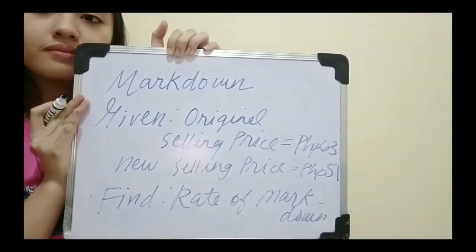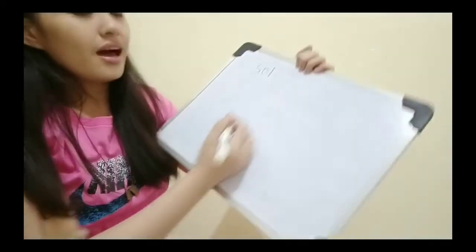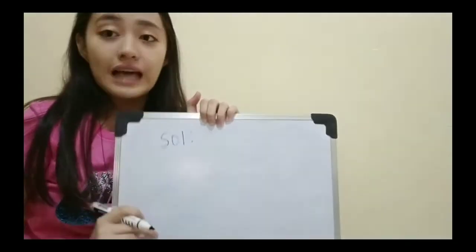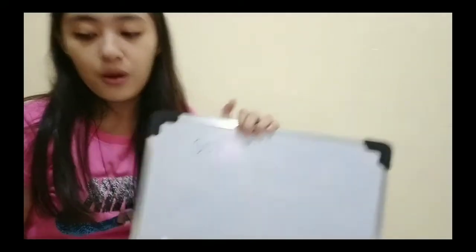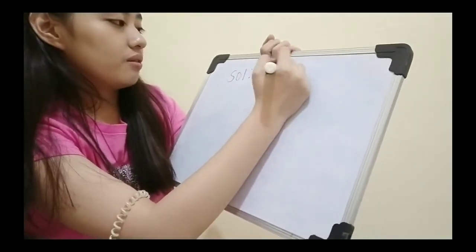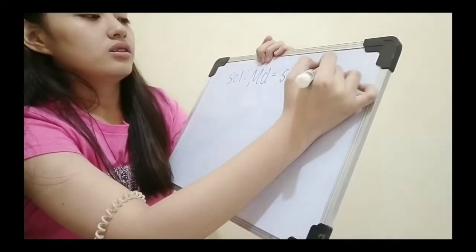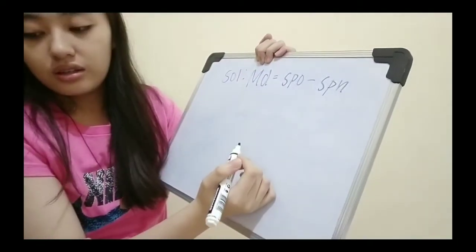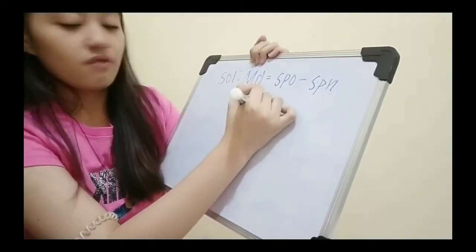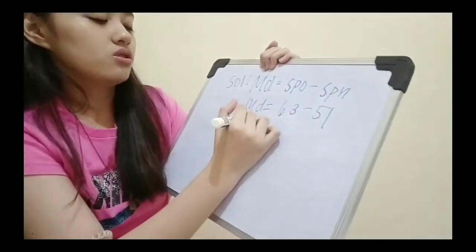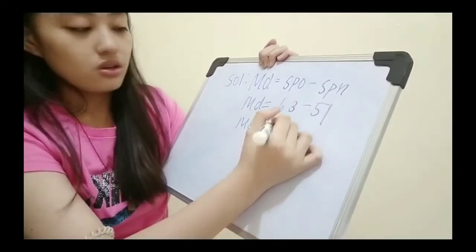Now, for the solution, hahanapin muna natin ulit yung markdown, bago natin mahanap, of course, yung rate of markdown. Katulad lang ng ginawa natin kanina sa markup. So, meron na tayong formula dyan. Markdown is equal to original selling price minus the new selling price. I-substitute natin syempre yung values, which is 63 minus 51. So, the markdown is 12 pesos.